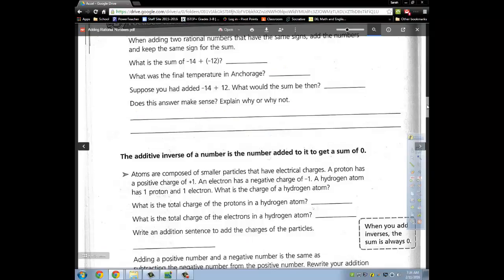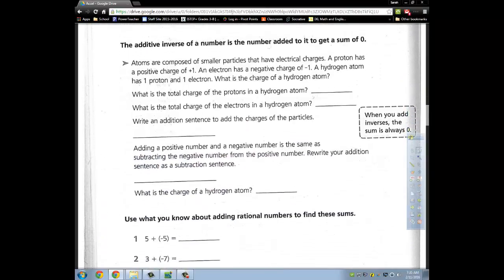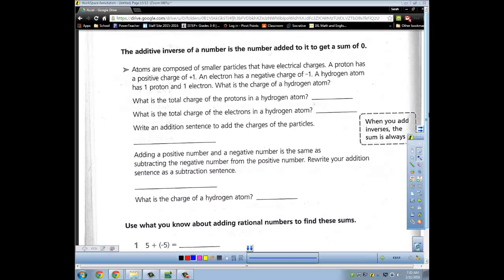Okay, the next part, they're talking about additive inverse, which we talked about a little bit at the beginning of this video. An additive inverse is when you add two numbers that have the same number, different signs, so they're opposites of each other, and when you do that, you always get 0. So they're going to give us a science problem, which is going to sound kind of difficult, but it's actually really easy using what we just learned.